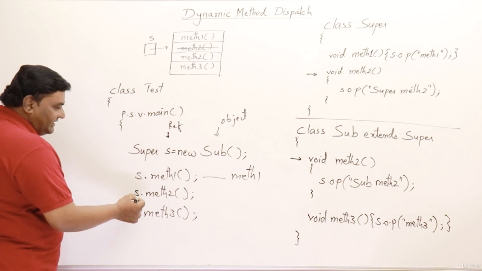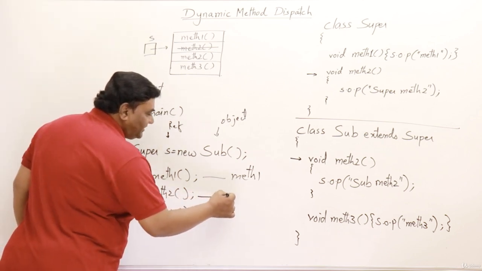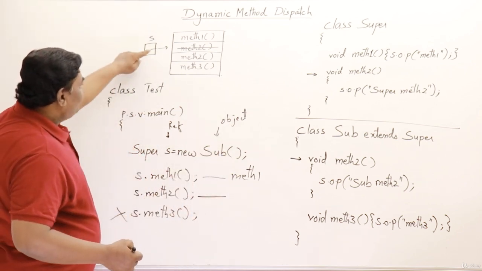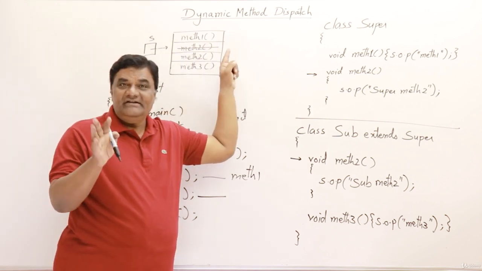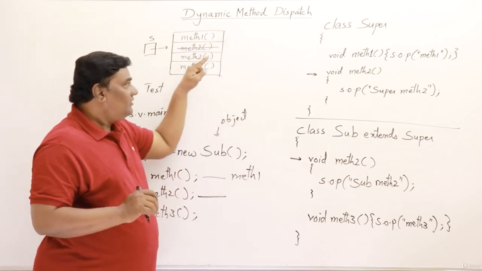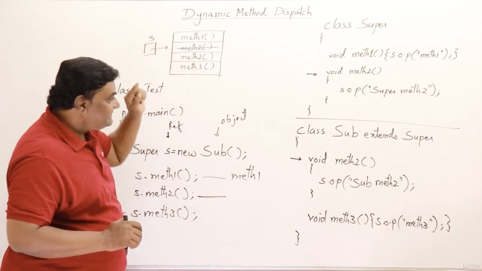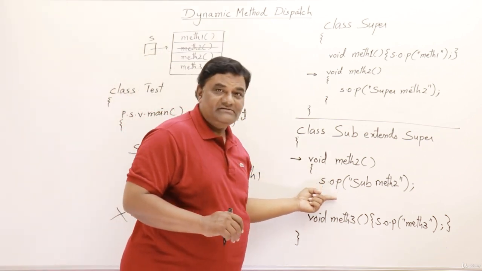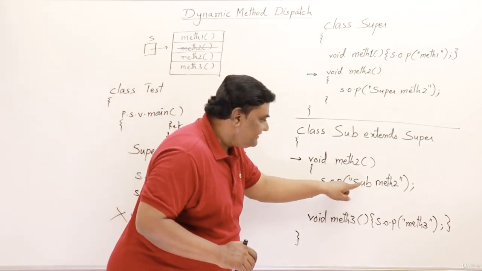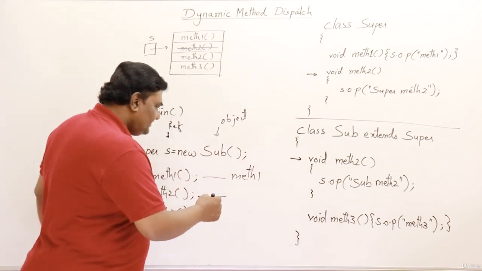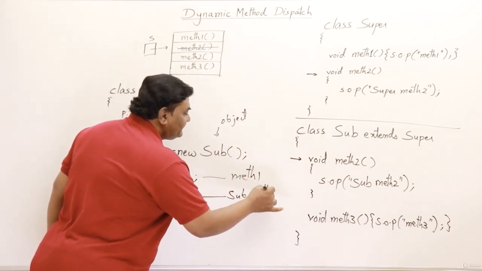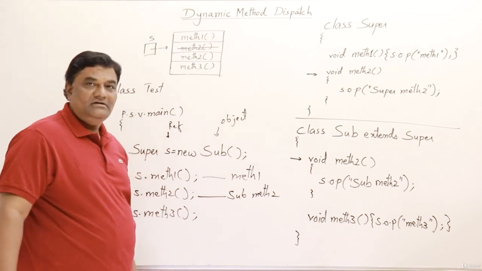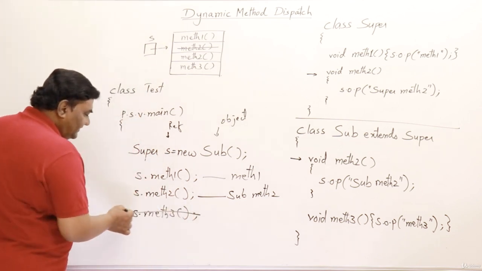Now the second method, s.meth2. What will be printed from this one? See, this meth2 is shadowed. It is hidden. Then which meth2 will be called? This one, which belongs to the subclass. So what will be printed? Sub-meth2. Yes, this will be called. And the superclass one cannot be called at all.